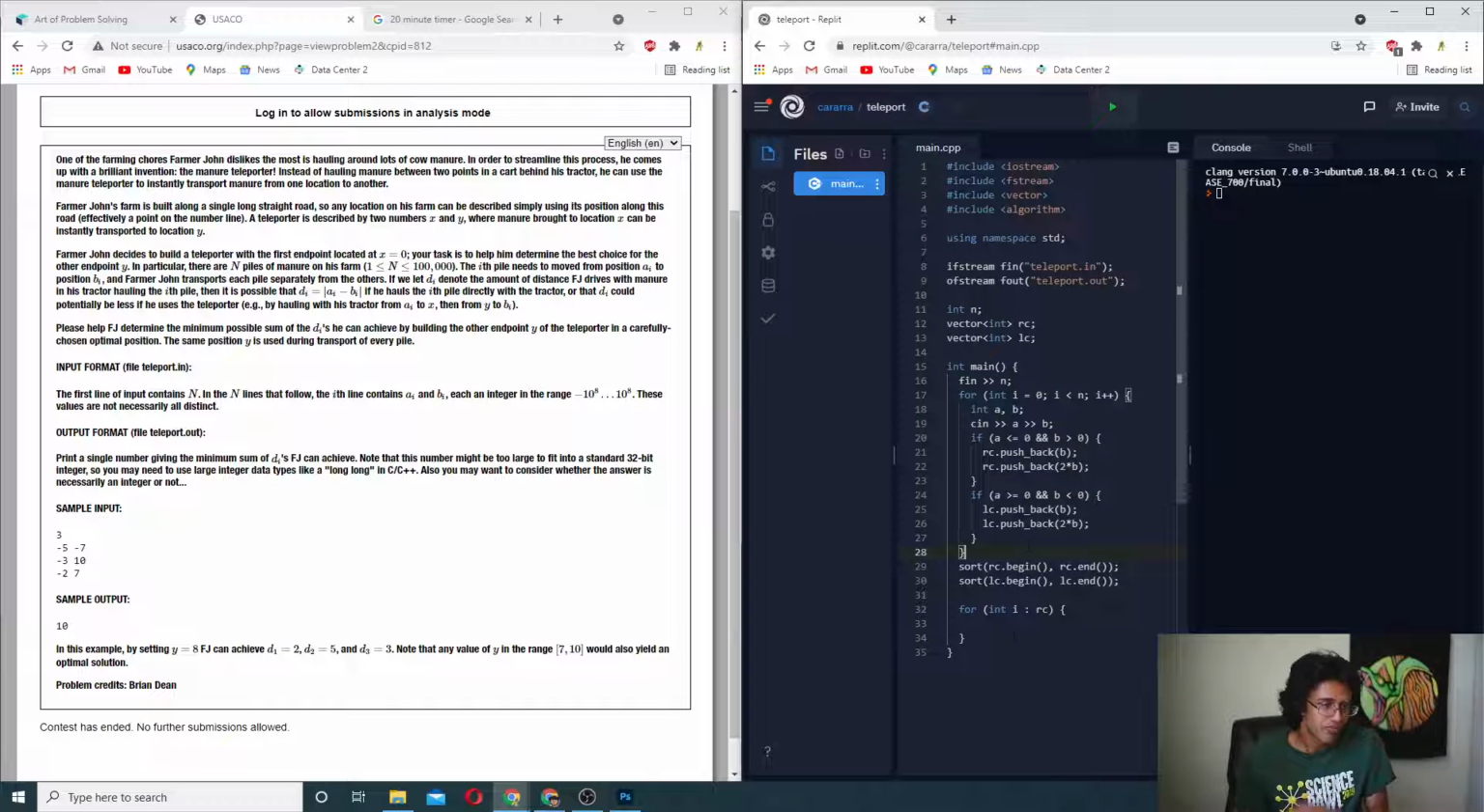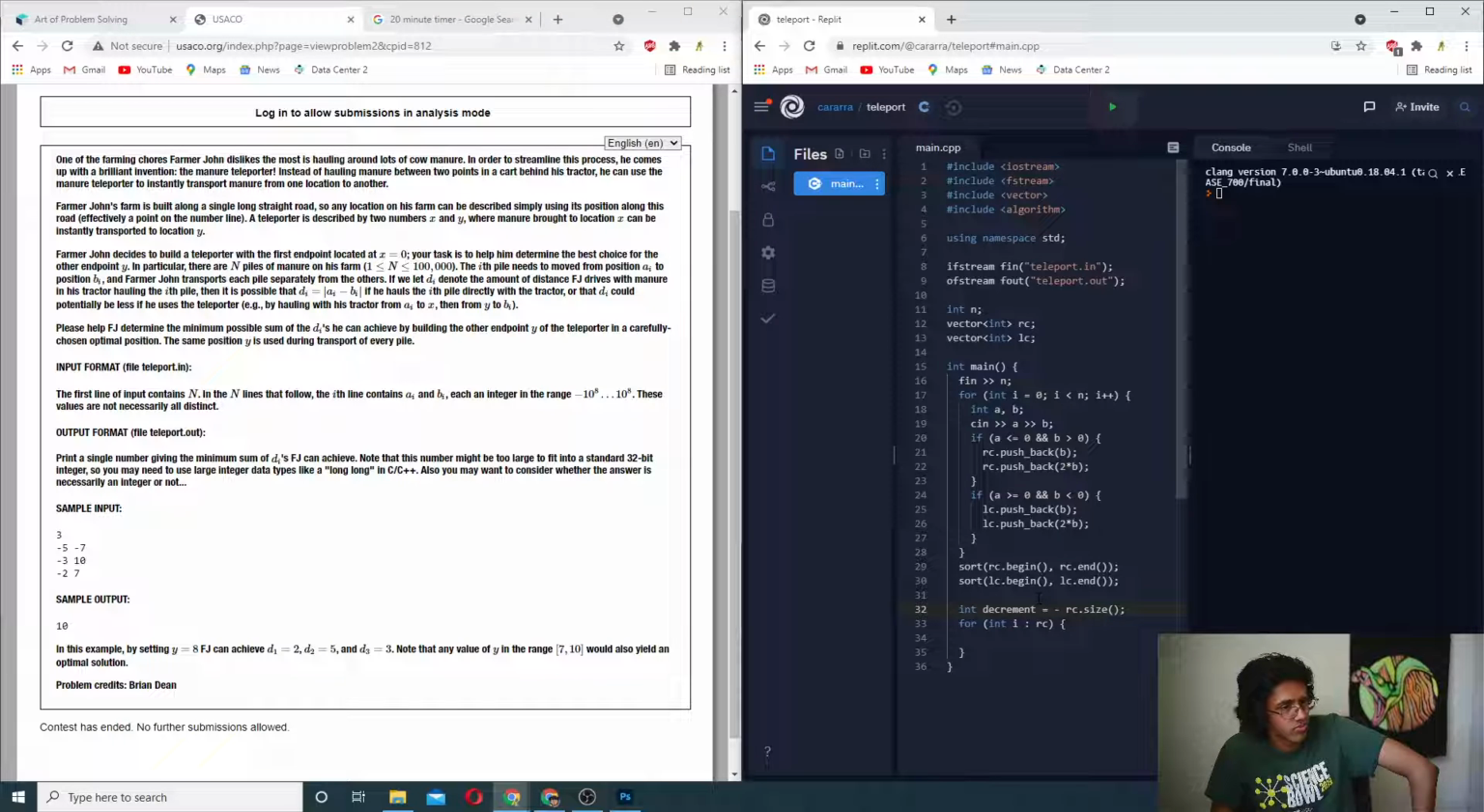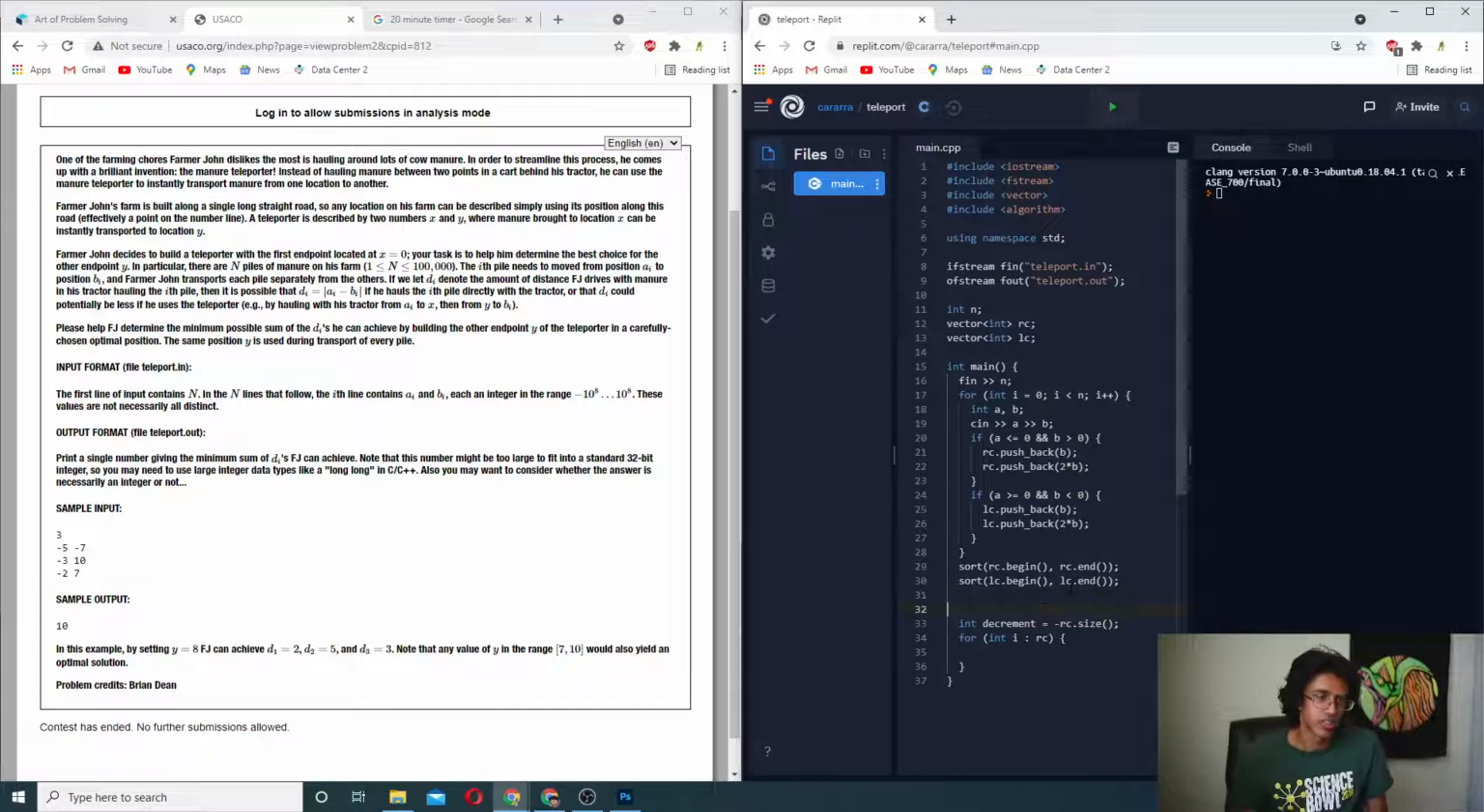Choose my changes, okay. So what does that mean? So essentially we have to start at our int decrement is equal to negative RC.size, right? So once you start at like 0, 0, there's no benefit, is what I'm trying to say, right? So we have our int benefit is 0 originally, right? And then for each time you move right 1, you're decrementing by all of the guys on that right side that are crossing over, right?